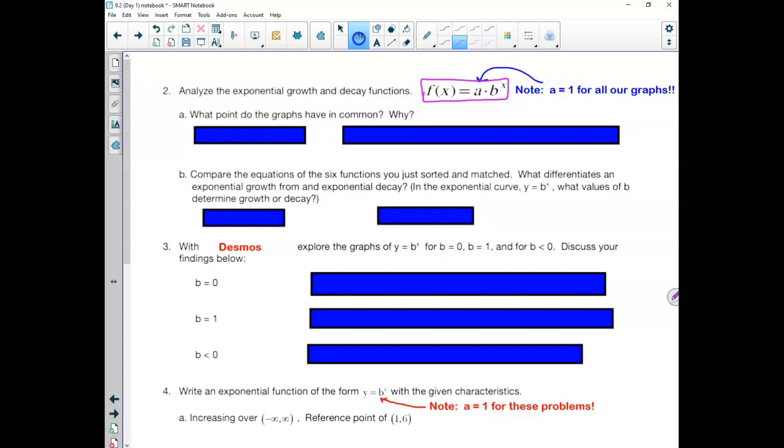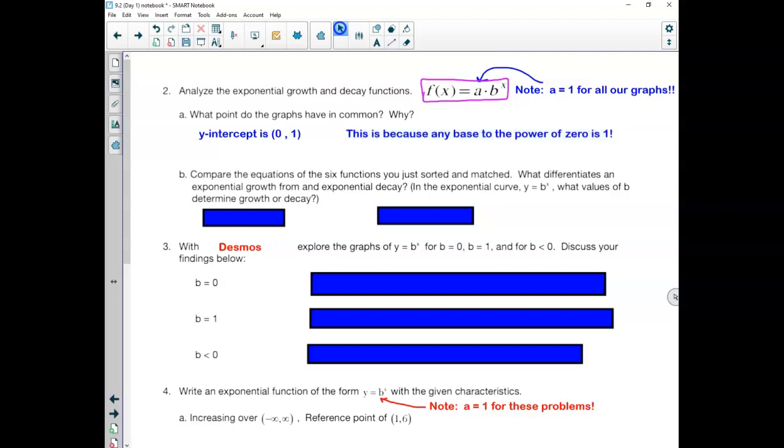And when you look at all of those graphs, or all of those tables, what singular point do all 6 of those graphs have in common? And the answer to that question is their y-intercept. Why is their y-intercept, no pun intended, at 1? Well, the reason is that any base to the power of 0 is 1.